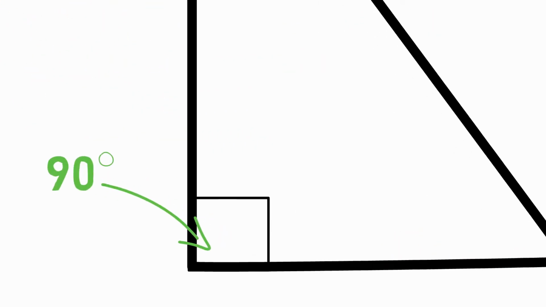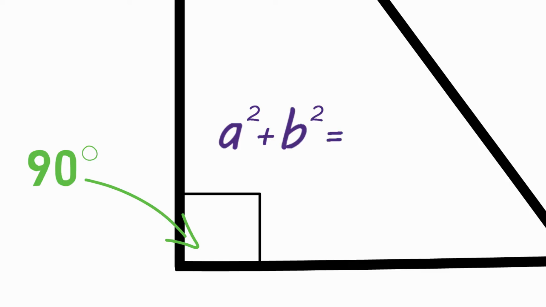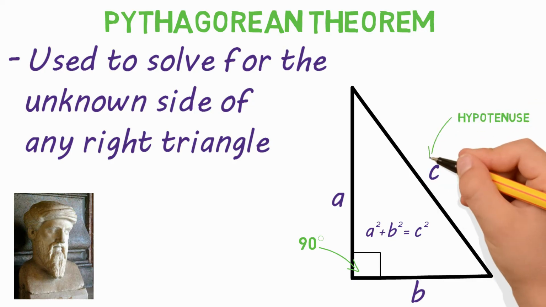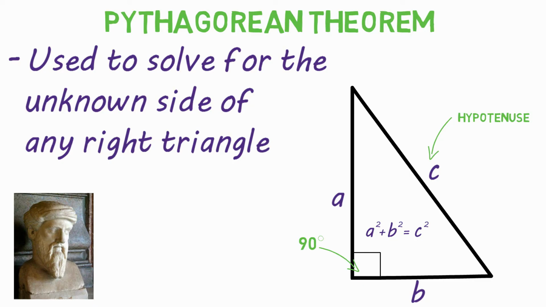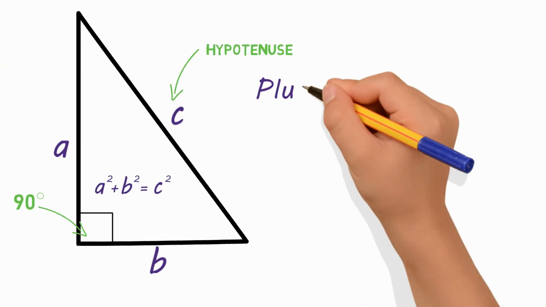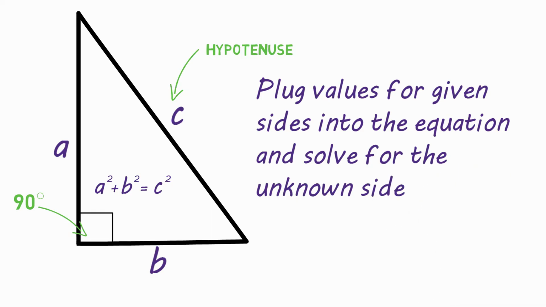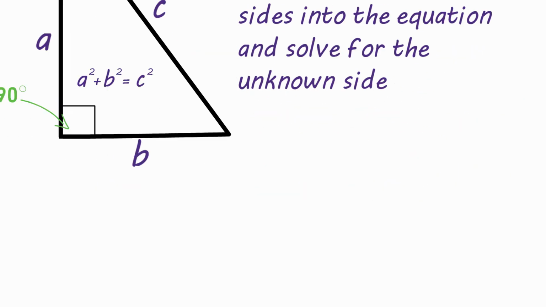The equation is a squared plus b squared equals c squared, where a and b represent the length of the two leg sides of the triangle, and c is the length of the slanted hypotenuse side of the triangle, which is the longest side. To use this equation to solve for an unknown side of a right triangle, simply plug in the values for the sides you are given and solve for the unknown side. That's easier said than done, so let's walk through a few examples.